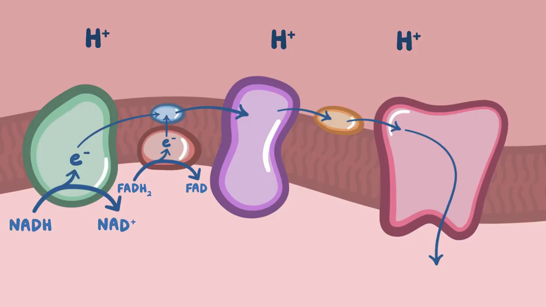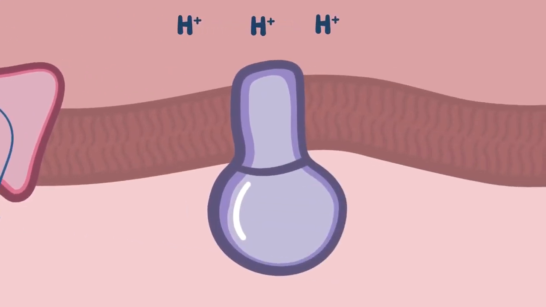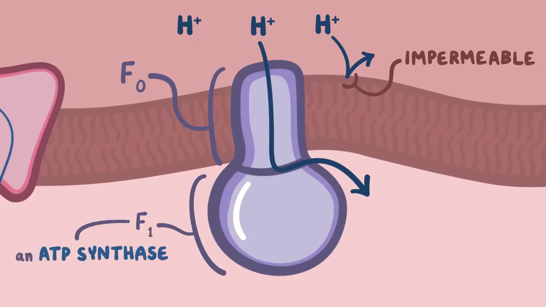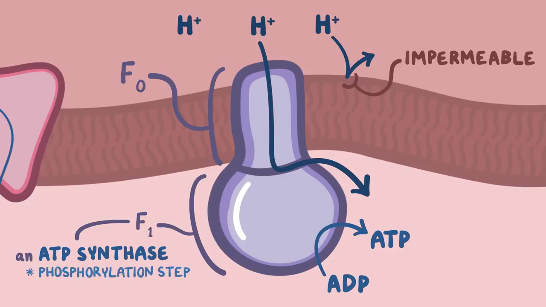Now, this gradient is considered unstable, because the protons are always trying to equilibrate across the inner mitochondrial membrane, even though it's totally impermeable to them. To get across, protons have to use a special proton channel called F0 that's attached to an enzyme called F1. F1 is an ATP synthase that uses the proton gradient to phosphorylate an ADP molecule to make ATP. So ATP synthase is in charge of the phosphorylation step of oxidative phosphorylation. Sometimes this is referred to as complex 5 of the electron transport chain.